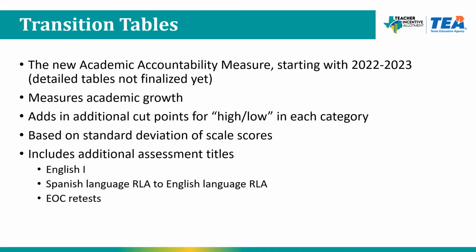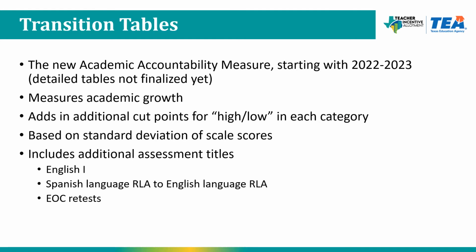Okay, so transition tables, that's the first option. We're going to discuss this option in a little bit more depth as it's going to be the new accountability measure starting with the 22-23 school year. It does measure academic growth specifically, which is good. It also adds additional cut points for high and low, and we'll talk about that a little bit more in a minute. It's also based on a standard deviation of scale scores, which is a huge perk.